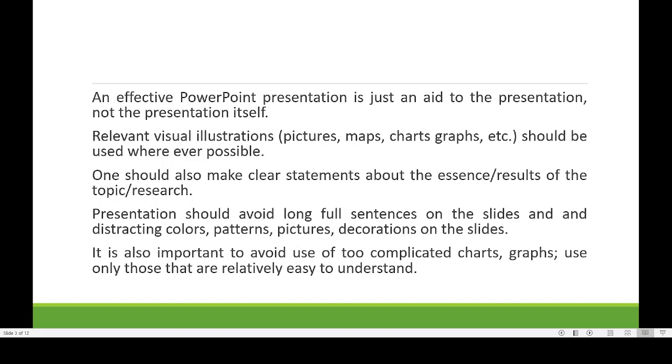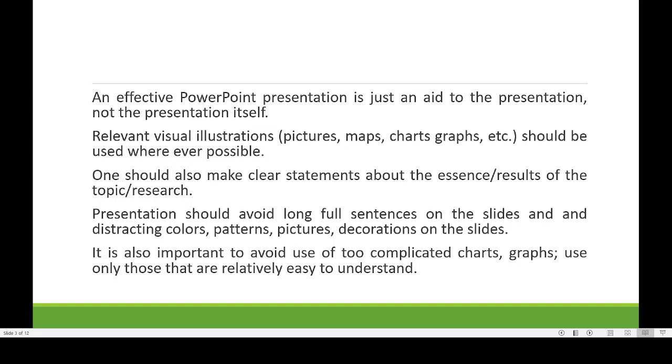It will not be complete. So always give a clear statement at the end of your presentation, or at the beginning and at the end of the presentation. You should summarize what your major findings are. The presentation should avoid long full sentences on the slide and distracting colors, patterns, pictures or decoration on the slide.